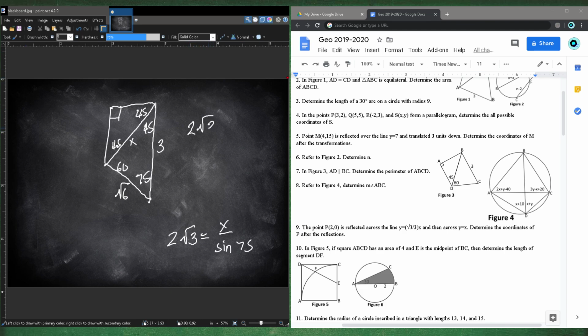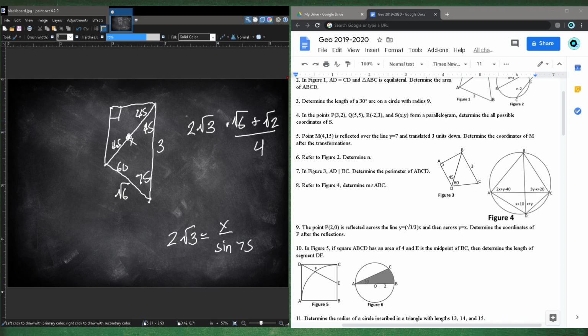So 2 square root 3. X divided by sine of 75. Sine of 75, as I said, is square root 6 plus square root 2 over 4, right? And then you multiply to that side length. So it's just going to be x times square root 6 plus square root 2 over 4. Okay, so that gives us this side length.